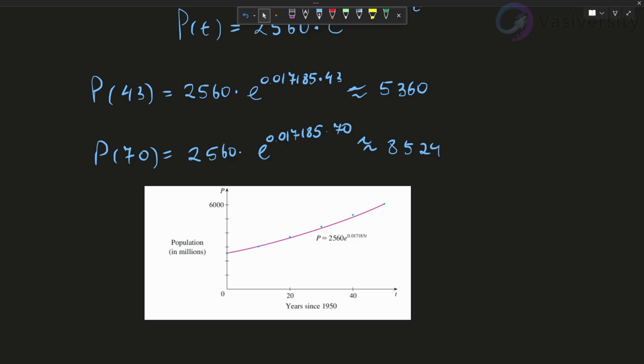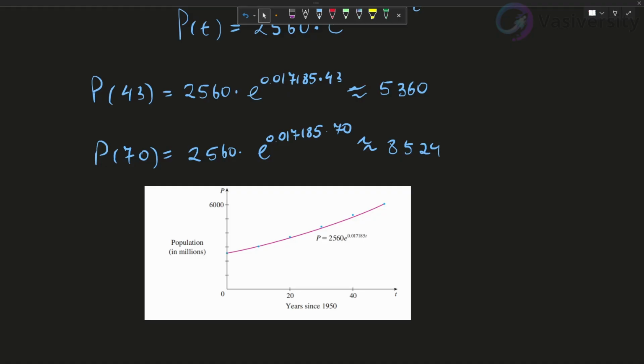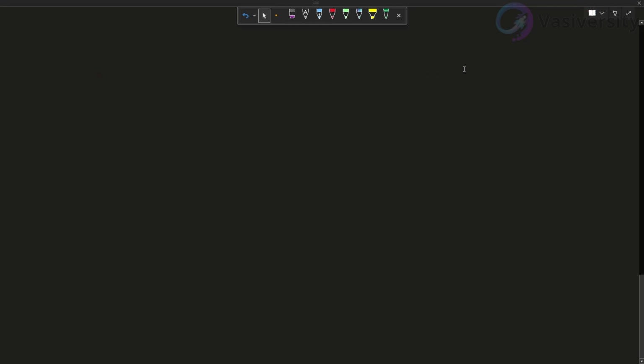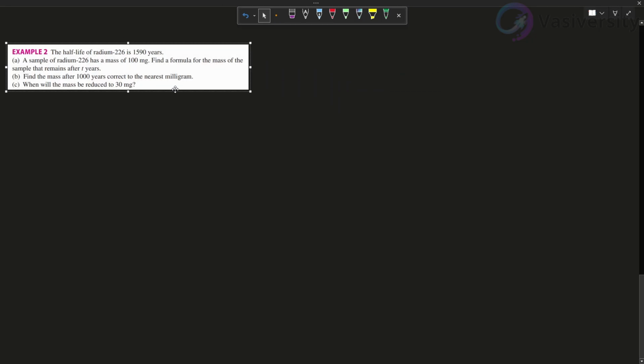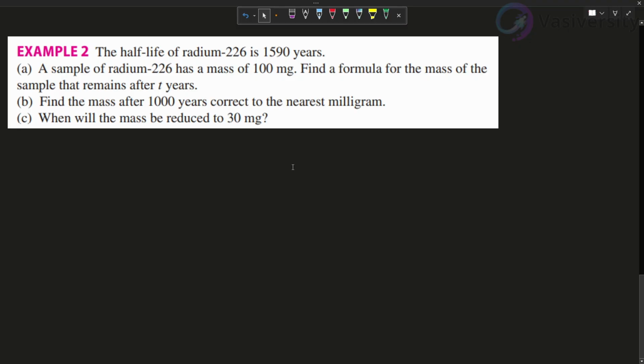Okay, so we can do a very similar problem, but for decay, right? Because this was growth. Now we're going to talk about decay. And of course, chemistry will help us out. So let's take a look at this example. The half-life of radium-226 is 1,590 years. Part A, a sample of radium-226 has a mass of 100 milligrams. Find the formula for the mass of the sample that remains after t years.